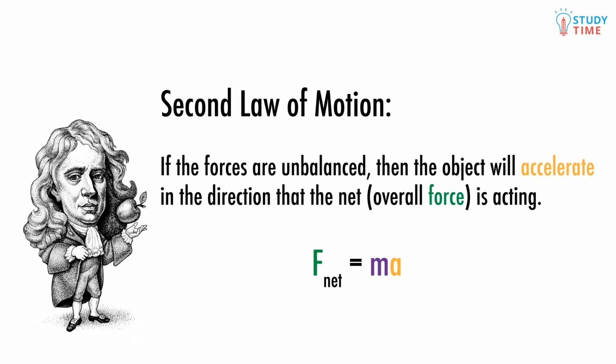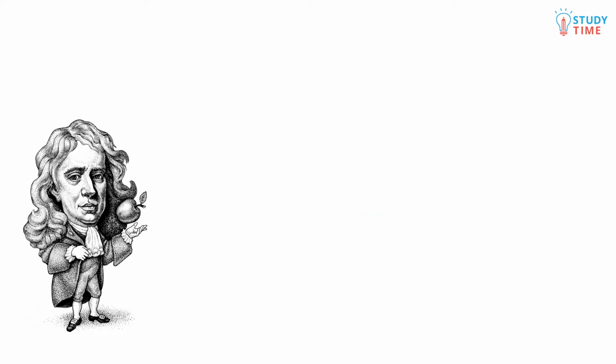Newton's second and probably best law is this: if the forces are imbalanced, then the object will accelerate in the direction that the net or overall force is acting. There's an equation for this: F net equals ma.